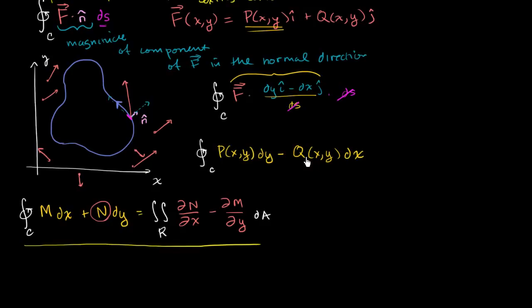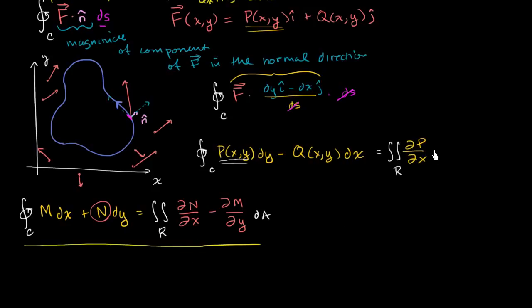Well, it's the same thing. We have a little bit of sign differences, but we can apply Green's theorem right over here. This is going to be equal to the double integral over the region that this contour surrounds. And then what we want to do is look at whatever is the function that's being multiplied times the dy. In this case, this is the function that's being multiplied times the dy. And we want to take the partial of that with respect to x. We're going to take the partial of P with respect to x.